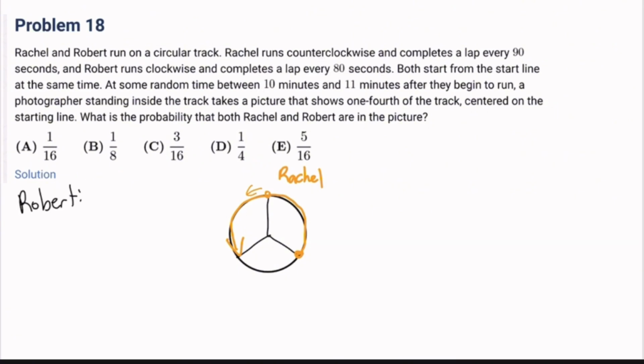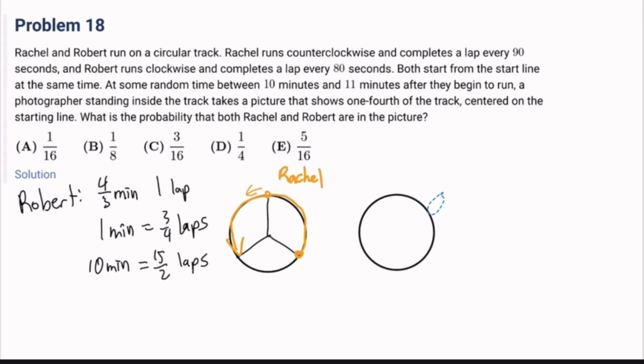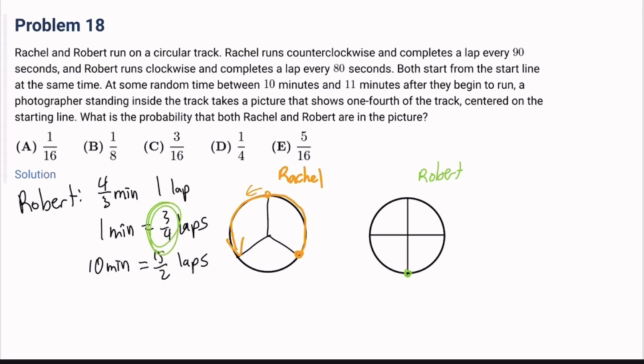He completes a lap every 80 seconds. His will be 4/3 minutes to make 1 lap. And so in 1 minute, he is going to be able to do 3/4 laps. In 10 minutes, he's going to be doing 30/4, which is 15/2 laps. That means he's going to start from 1/2. If we bring out Robert, that basically means that he is going to start at the half lap point. At the half point, he goes clockwise like that. And so he will run 3/4 laps in that minute. So he will go like this, right?